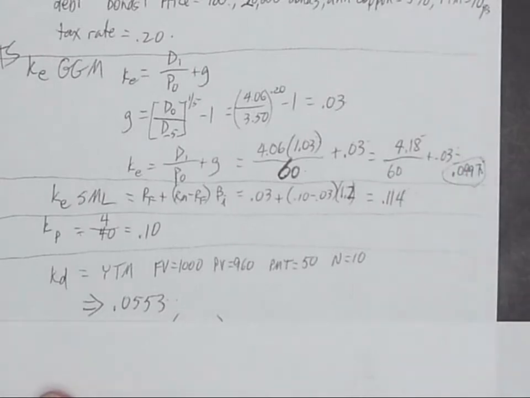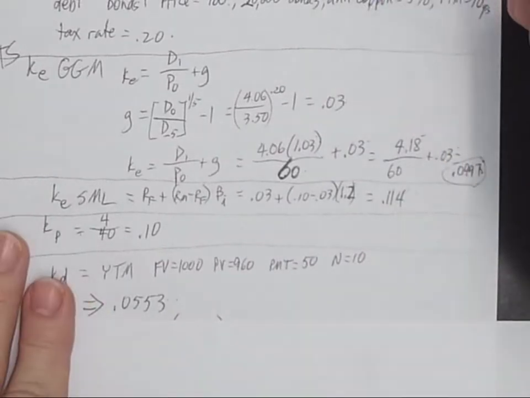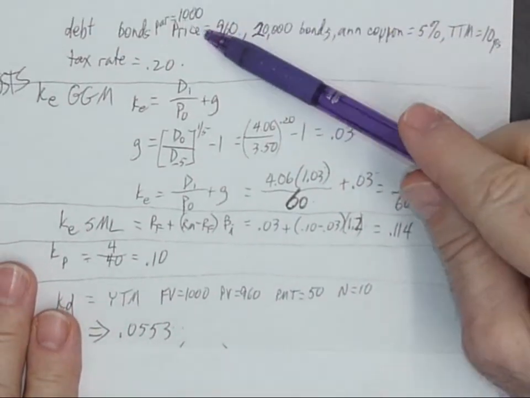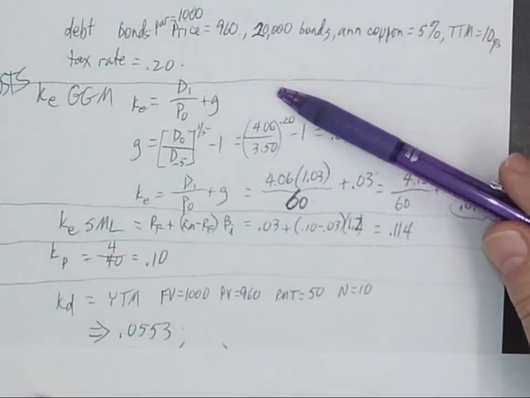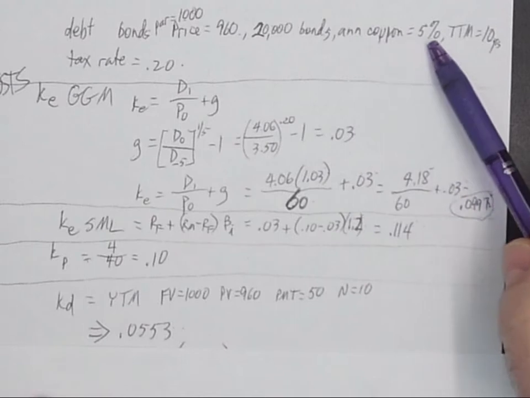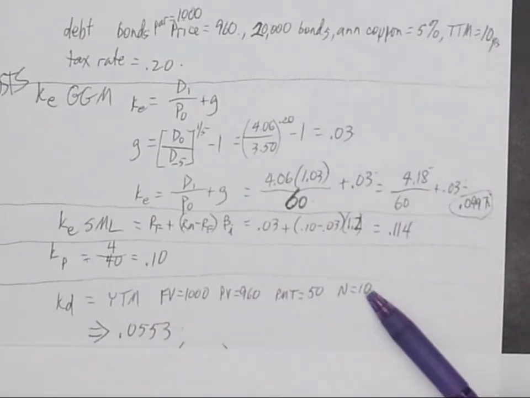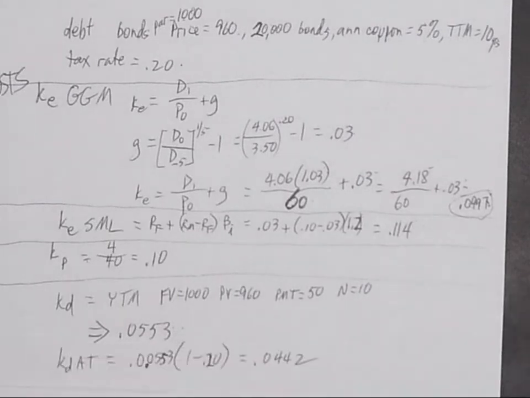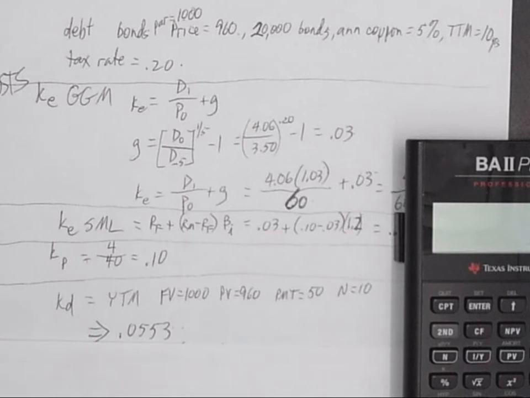So for the cost of debt, we're going to calculate the yield to maturity, and it was given to us up here as a par value of 1,000, a price of $960, a coupon of 5%, and a time to maturity of 10 years. So we have that information repeated here, and we calculate that yield to maturity. I can do it on my calculator. Let's hope I can push the right buttons this time. So we've got 1,000 is our future value.